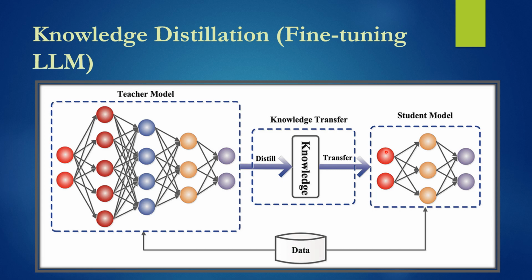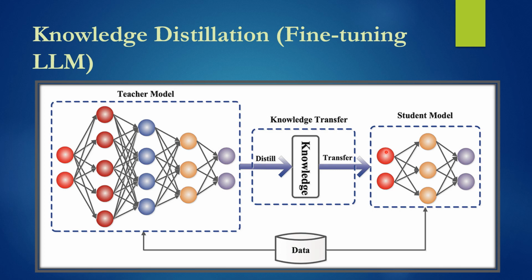So to understand this, imagine you have a large encyclopedia which is written by a team of experts and you want to condense that information into a smaller, more portable guidebook. This encyclopedia is the large pre-trained language model and the guidebook is the smaller model.